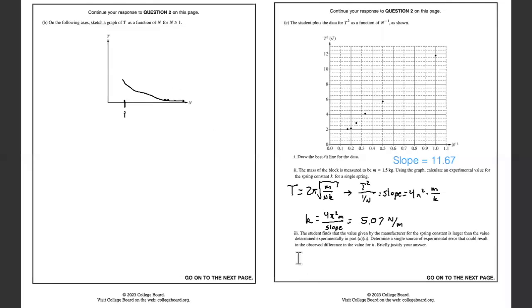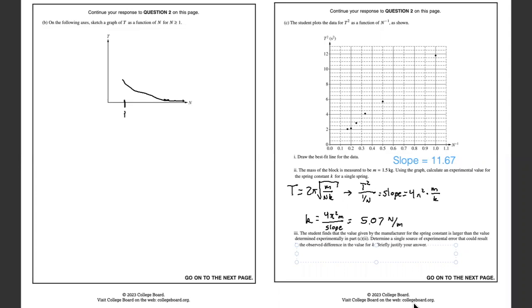All right, next part is another experimental error one, right? The value given by the manufacturer is larger than the experimental value. So our experimental value is smaller. And in terms of thinking about that, that would imply that if we have a smaller value of k, you have a larger slope. And if you have a larger slope, you would have to have a higher period.